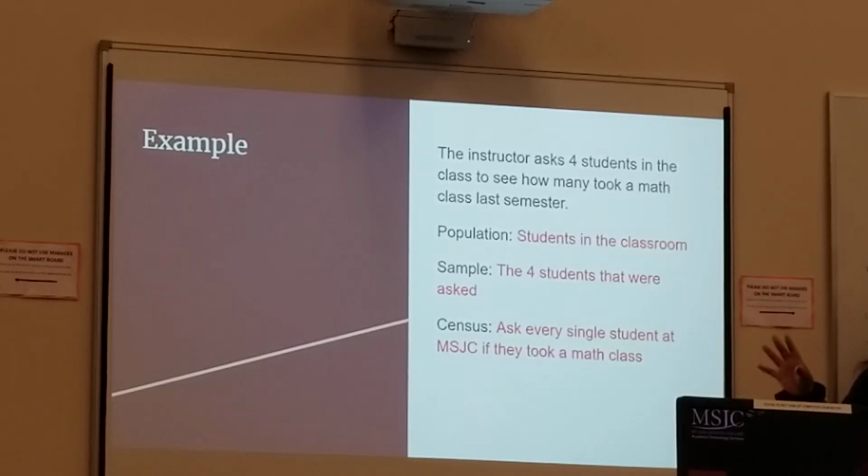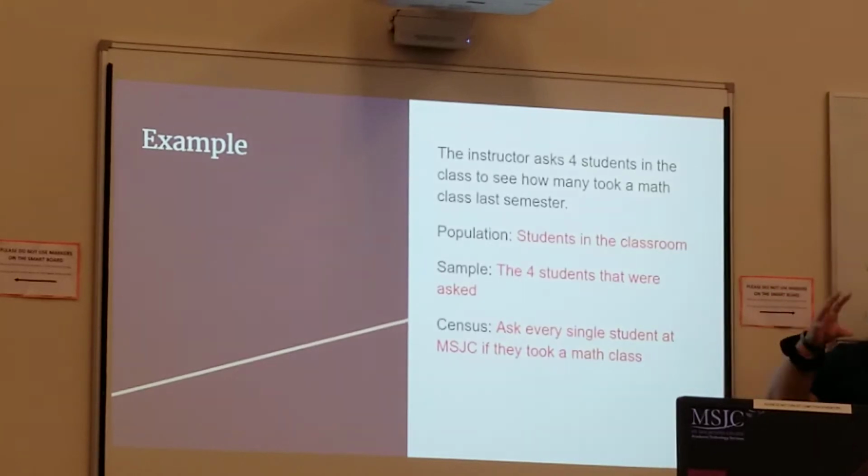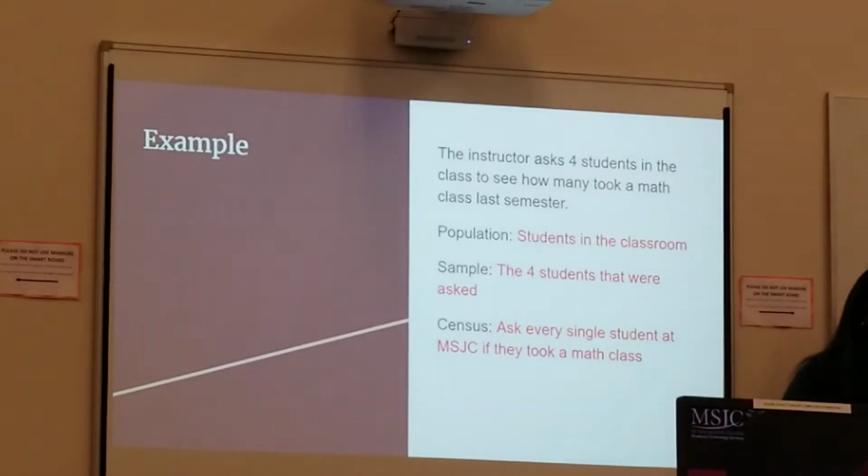Okay, so any questions on this? So yeah, Arthur, you were on the right track with the whole, every single MSJC student. The students in the classroom, the 4 students, that's a sub-collection from the population.